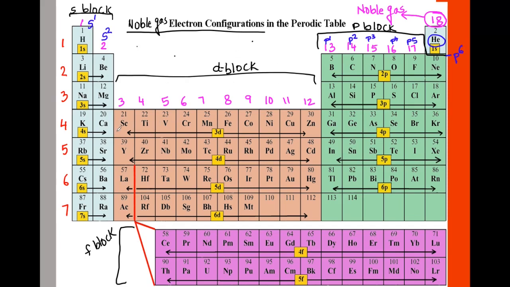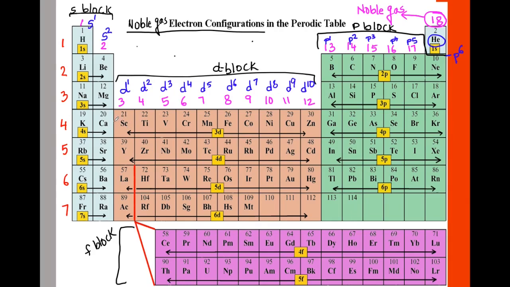Okay. Now let's look at the D block elements. The D block, starting at Group 3, would end with D1, D2, D3, D4, D5, D6, D7, D8, D9, and D10. And the F block would be F1, F2, F3, F4 through F14.